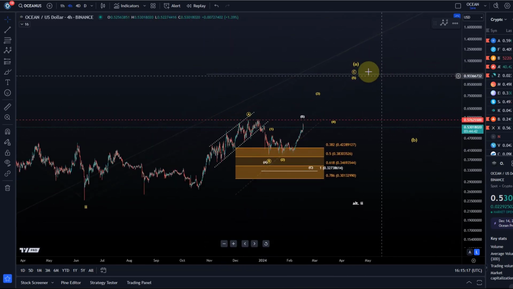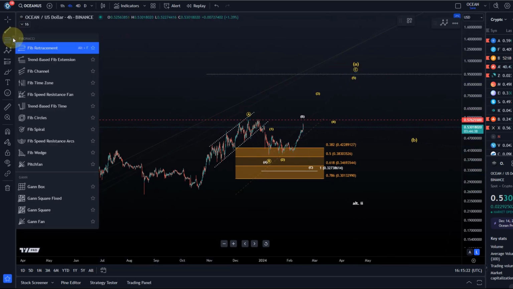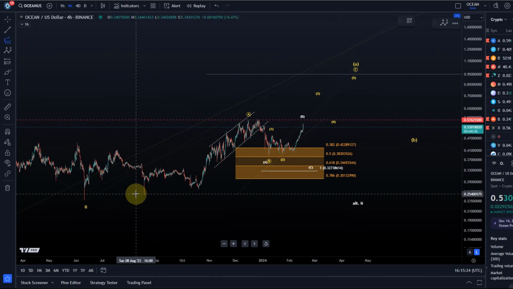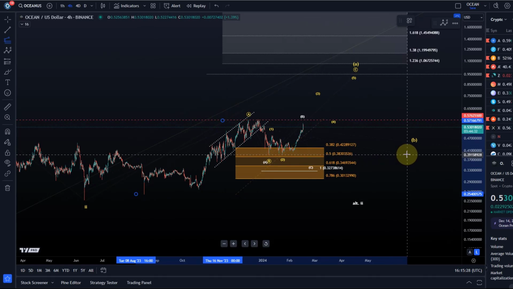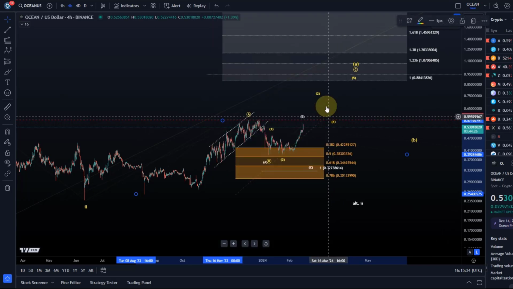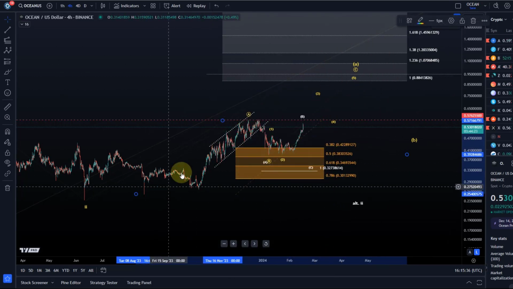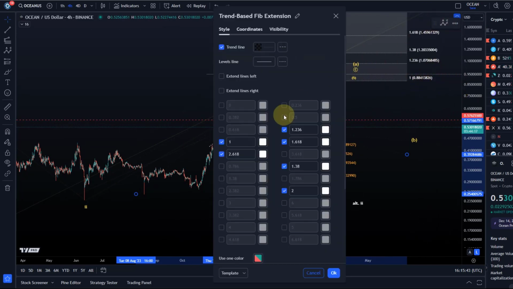What would be a target for this circle wave C here? The first target would be the 100% Fibonacci extension level. So we can add that to the chart. It can always go higher, but it makes sense usually to start with that. And that works out quite well when we look at the proportions and everything. That should take us to 88 cents pretty much. That's the 100% extension level.